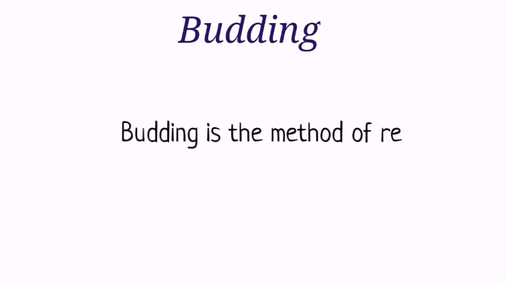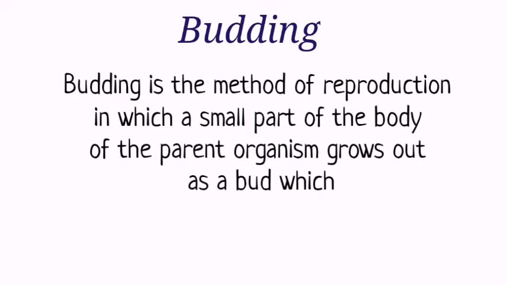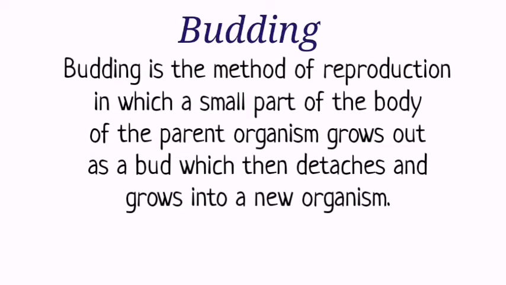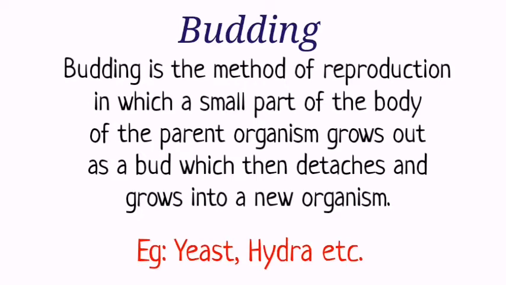Next is budding. Bud means small outgrowth. Budding is defined as the production of a new individual from an outgrowth of the parent individual. In budding, a small part of the body of the parent organism grows out as a bud, which then detaches and becomes a new organism. Example, hydra, yeast, etc.